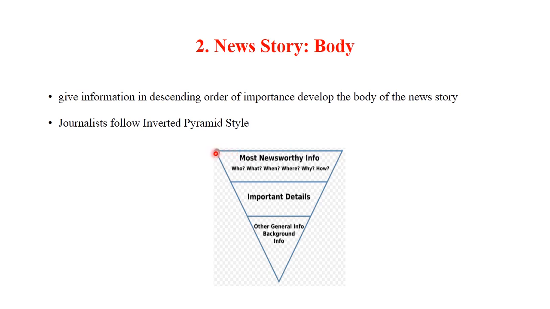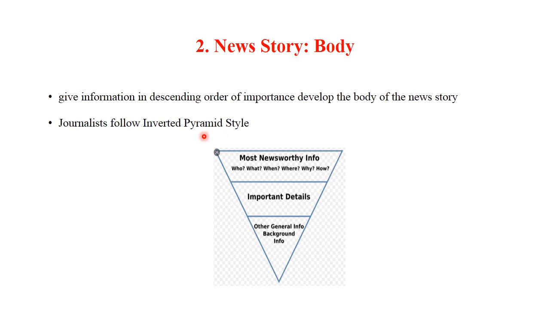In the field of journalism, we follow the inverted pyramid style. According to the inverted pyramid style, we give the most newsworthy information, or the most important information, in the beginning, and then the important information will follow in the next paragraphs, and the least important information will be given at the end of the story. So the most important information has to be at the beginning, so that readers can have a quick idea of the situation, of what is really happening.